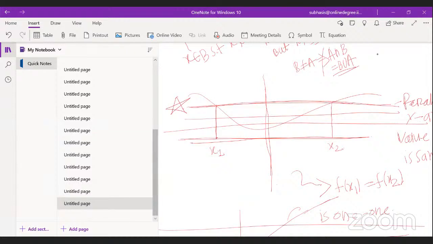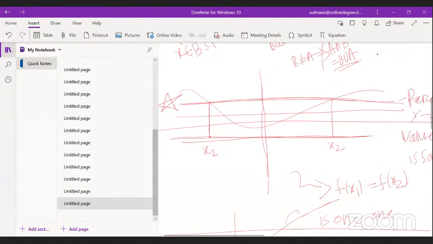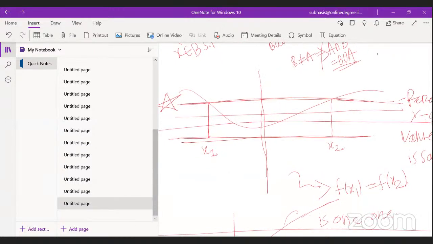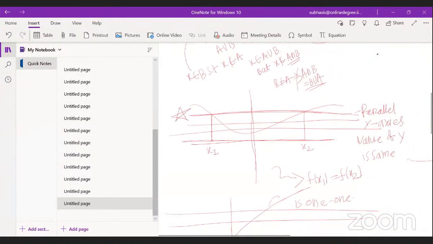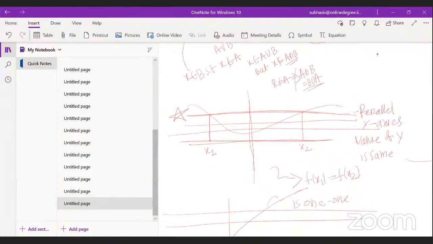So the first thing is you must have a picture for that function, then only you can talk about a horizontal line or vertical line. If your domain is discrete, then how will you draw a graph of that function? Then certainly you cannot draw the graph, right? So how do we handle that?